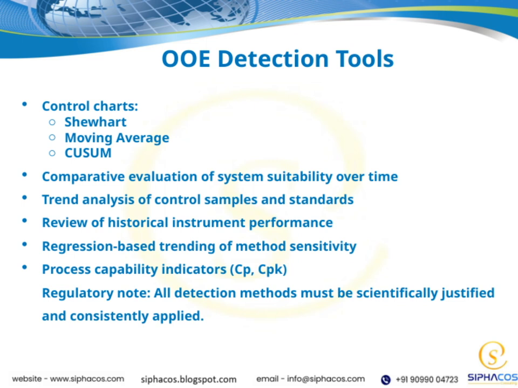It's important to remember, especially from a regulatory standpoint, that all detection methods we use must be scientifically justified and applied consistently. This consistency is crucial for maintaining compliance and ensuring the reliability of our results. Finally, we also have out-of-expectation detection tools, or OOE tools, which help us identify when something is outside the expected range, ensuring we catch issues early before they impact our quality or compliance.